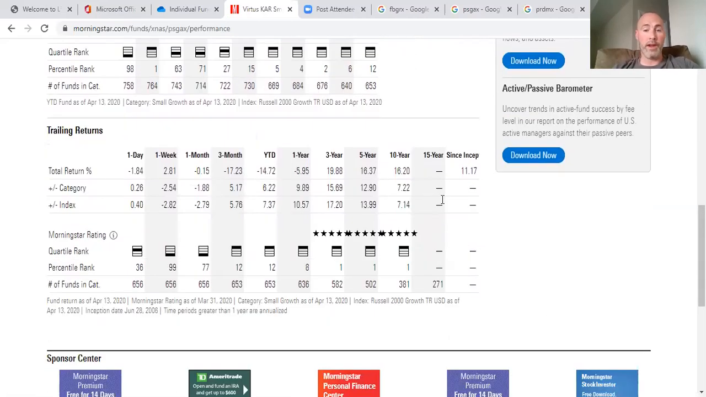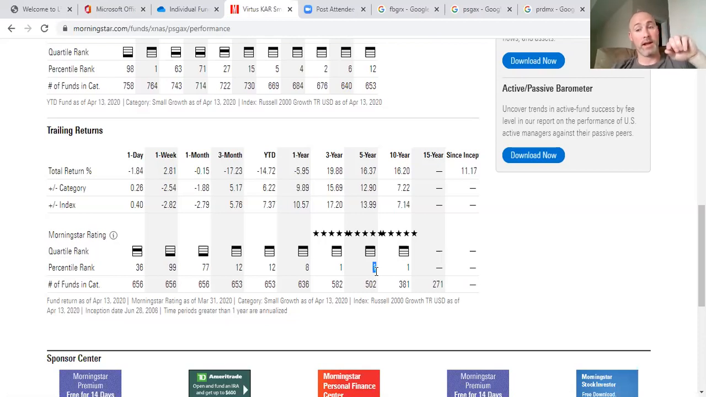Let me scroll down here, and let's take a look at these returns. Remember that we're telling you should not invest in a mutual fund that doesn't have a track record of at least 5 years or more of double-digit rate of return. So right here, here's the 5-year rate of return percentage. Over the last 5 years, this mutual fund has made 16.4% rate of return, making it in the top 1% of all small cap mutual funds.